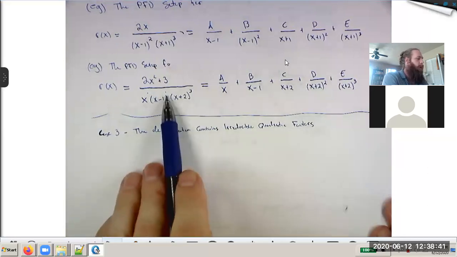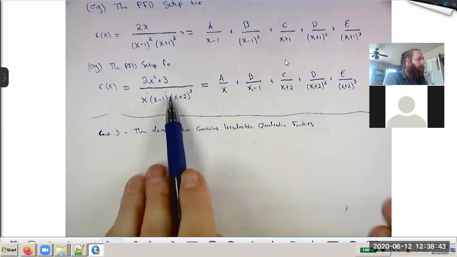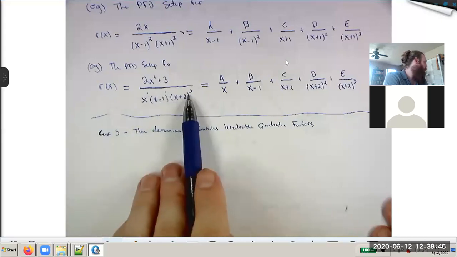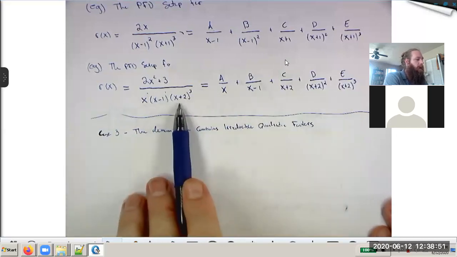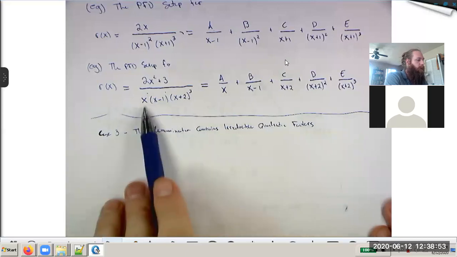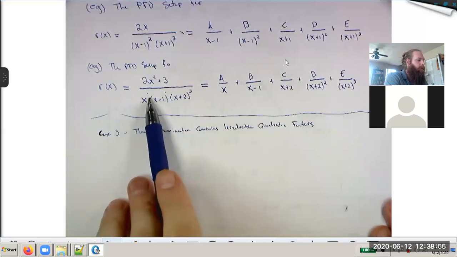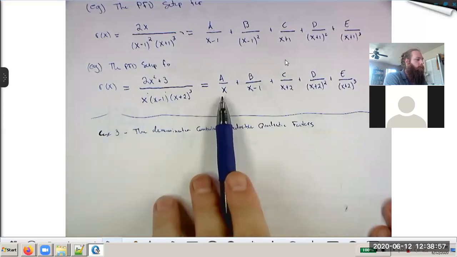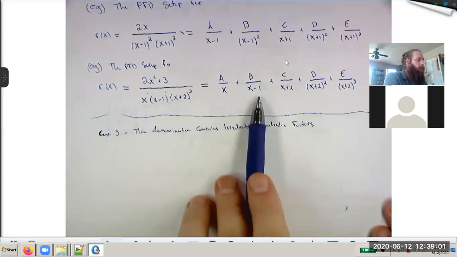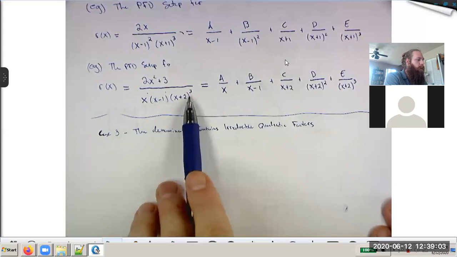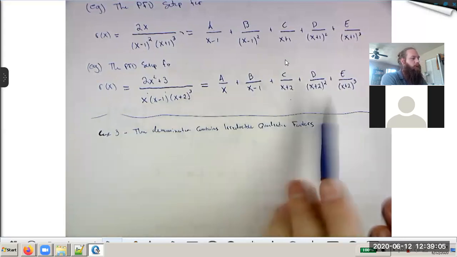And then for each factor, its multiplicity, the power that that factor is raised to, tells you how many terms in the setup will be associated with that factor. So the x here had multiplicity 1, so he's only going to get 1 term. The x minus 1 factor here had multiplicity 1, so he only gets 1 term. The x plus 2 factor had multiplicity 3, so he's going to get 1, 2, 3 terms.